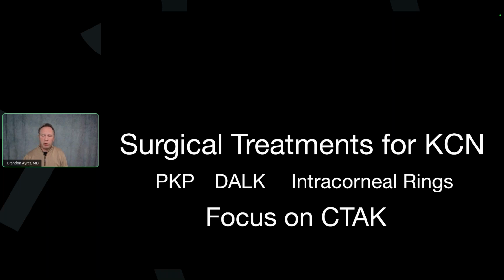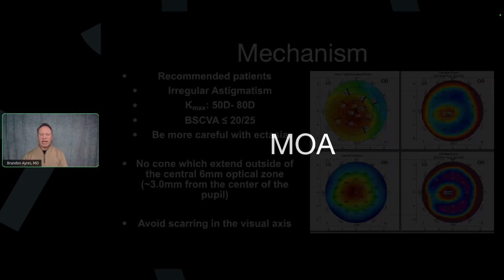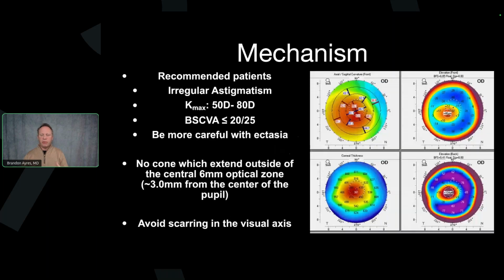You have to talk a little bit about the surgical treatments for keratoconus, and we've got corneal transplants, DALKs, older intracorneal ring segments, but the focus here is going to be on CTAK. And the mechanism of action of CTAK is that additive technology where we're adding tissue to the peripheral cornea to try and get flattening of the central cornea.